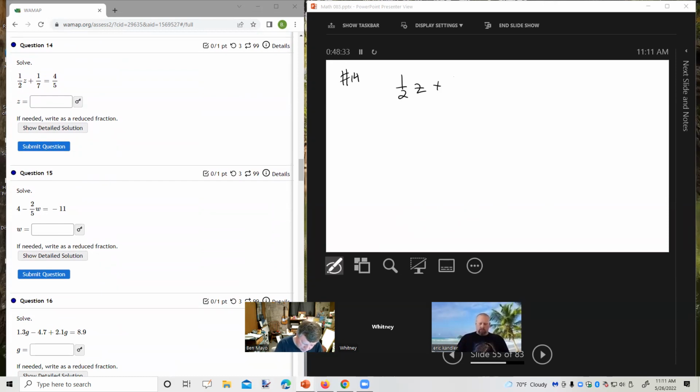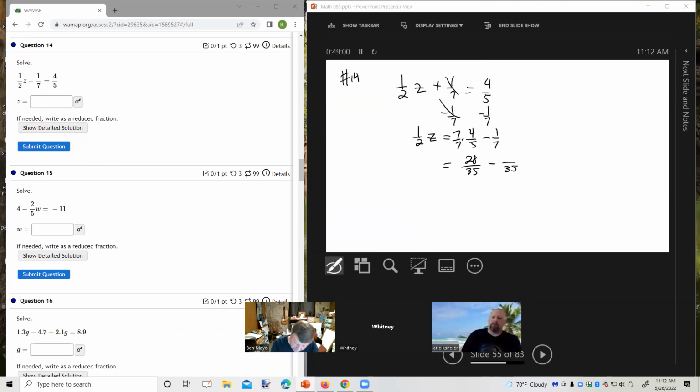One half z plus 1/7 equals 4/5. So I'm going to subtract 1/7 from both sides of the equation. To combine the 4/5 and the minus 1/7, common denominator is 35. So I multiply 4/5 by 7/7 to get 28/35. And I multiply 1/7 by 5/5 to get minus 5/35. 28 minus 5 is 23/35. So 1/2 z equals 23/35.